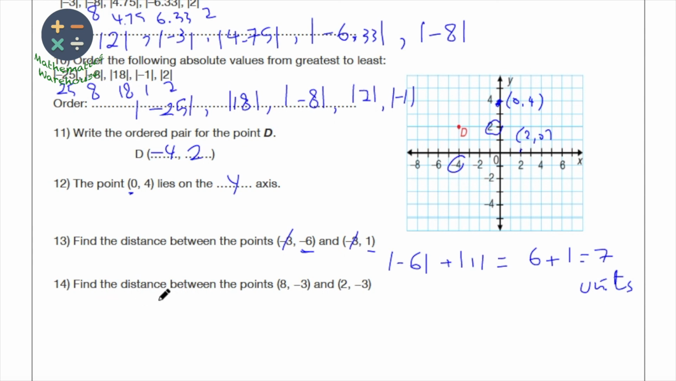Same question. Question 14. Find the distance between the points 8 and negative 3, and 2 and negative 3. As you notice here, we have the y component the same. So in the x component, we have 8 and 2, which have the same sign. Same sign means we're gonna subtract. So it's the absolute value of 8 minus the absolute value of 2, which is 8 minus 2 equals 6 units.